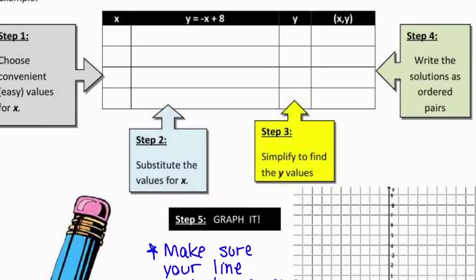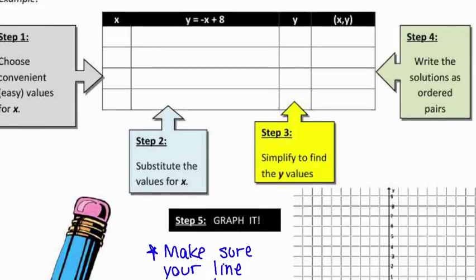Okay, so let's talk about how we do the substituting of the numbers. So step 1, choose convenient, easy values for x. So we're going to use the numbers -1, 0, 1, and 2. Those are the x values that we're going to plug in to our equation for our line. So our equation is this up here. What we're looking for is y. That's what we're trying to find by solving the equation.